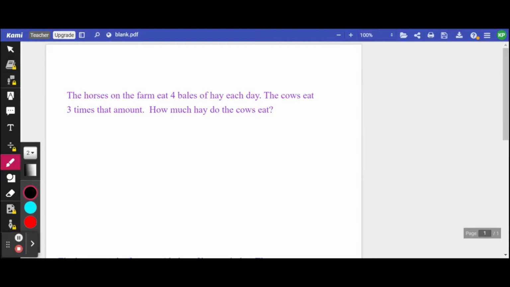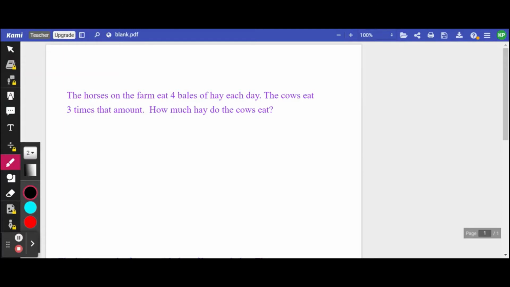And it kind of follows a little song, and the song goes like this. Underline the question, circle information, choose the operation, it's the problem-solving way. Da-da-da-da, da-da-da-da. Okay, and then you just can repeat that as many times as you need to get that in your head.